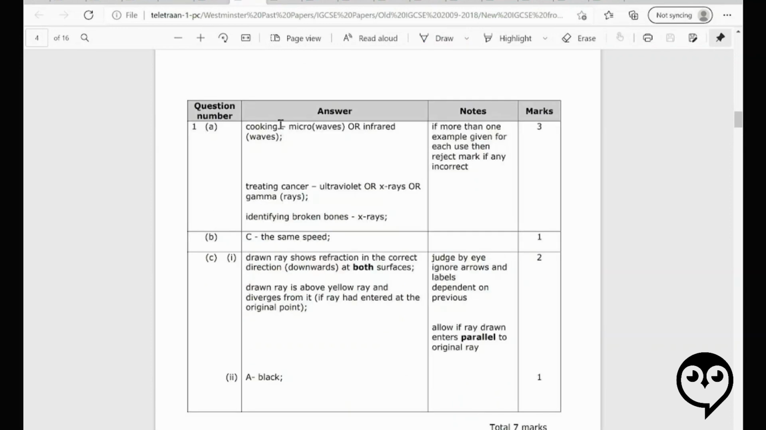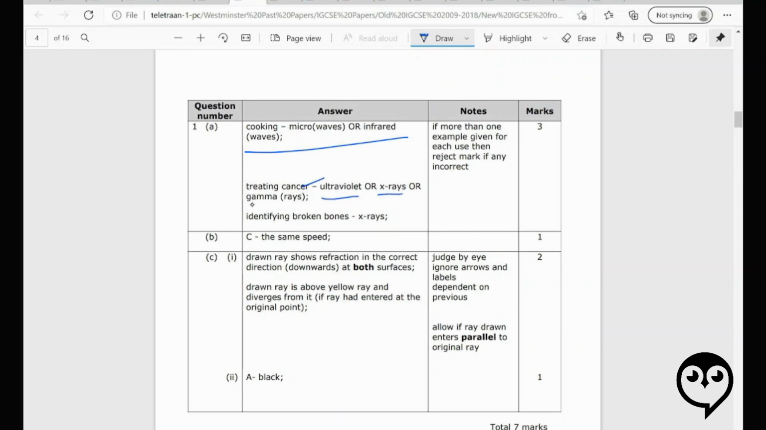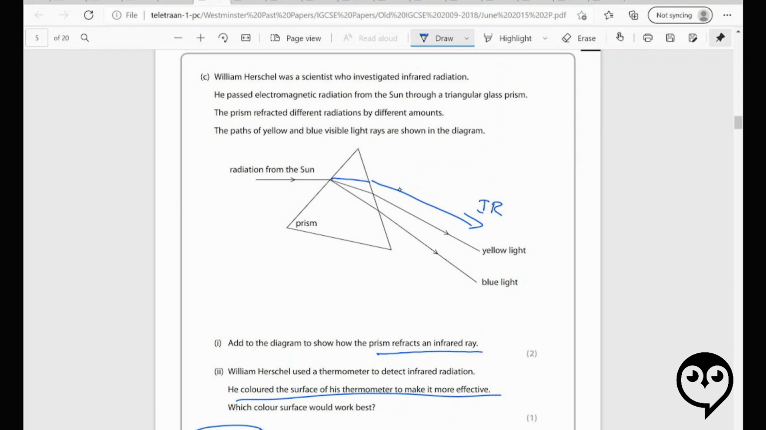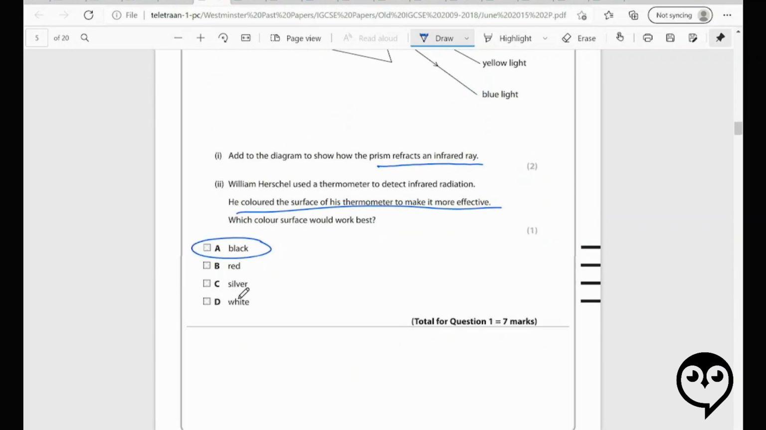Let's take a look at the solutions. Yeah, cooking for micro or infrared. Okay, good. That's good to know. Either one they're happy with. That's fine. Yeah. Oh, and so treating cancer, ultraviolet or X-rays or gamma rays. Okay, very nice. Broken bones, X-rays. Same speed. Yes, we said. Draw the ray shows refraction to the correct direction at both surfaces. It's drawn above the yellow and it diverges from it. That's what I was trying to show you. Here we don't want it parallel to, it needs to be kind of moving away. Okay, and then also this multiple choice here was black, so that's fine.